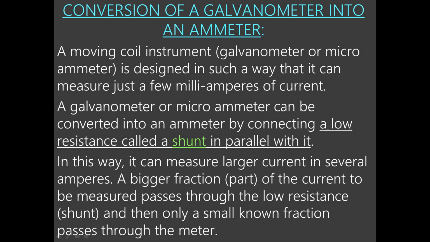Bear in mind that to shunt is to divert. So as we shall see in the animation that will follow, most of the current that comes will pass through the shunt, and just a little will pass through the galvanometer. The amount that passes through the galvanometer is always what we call the full scale reading, in most cases called the full scale deflection.